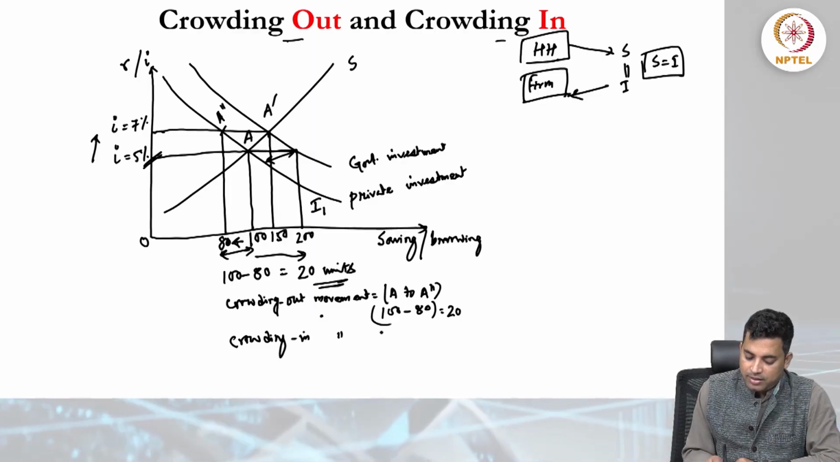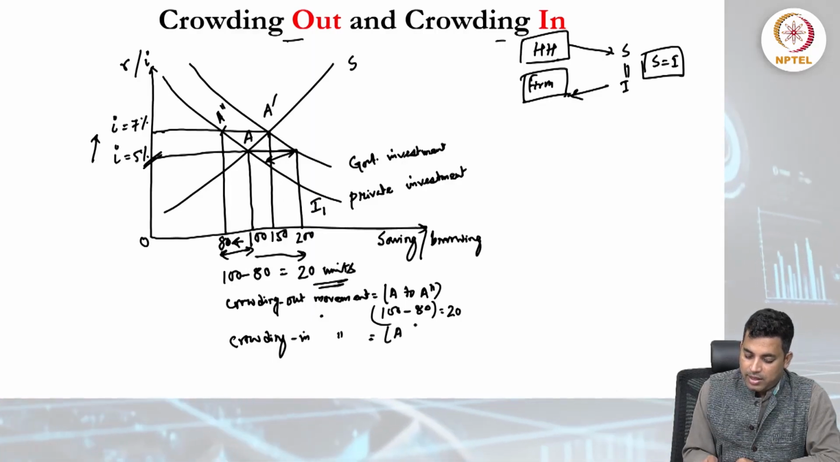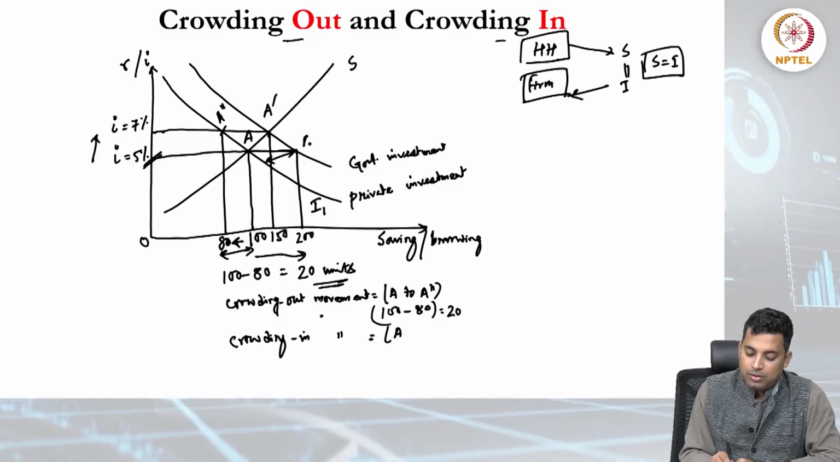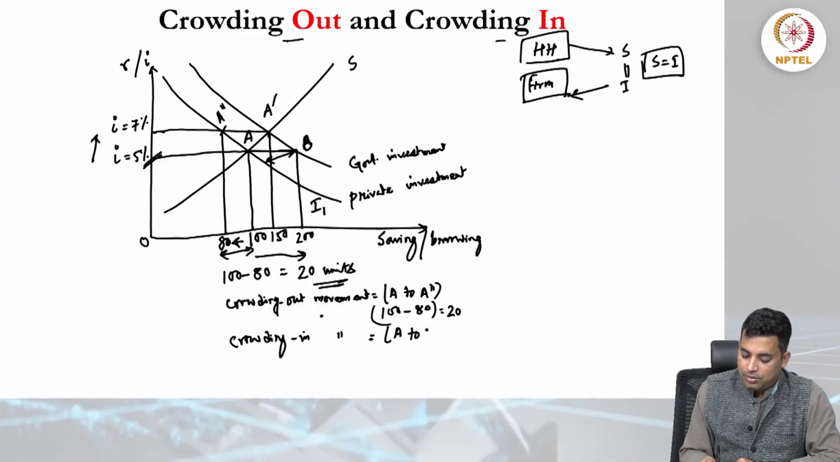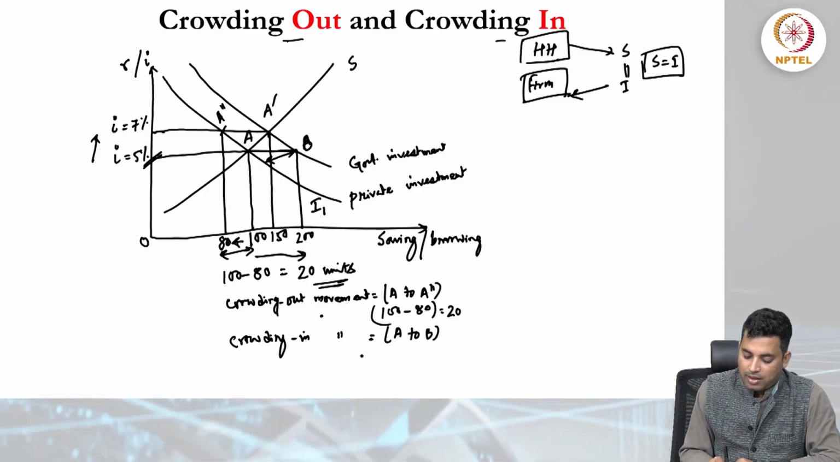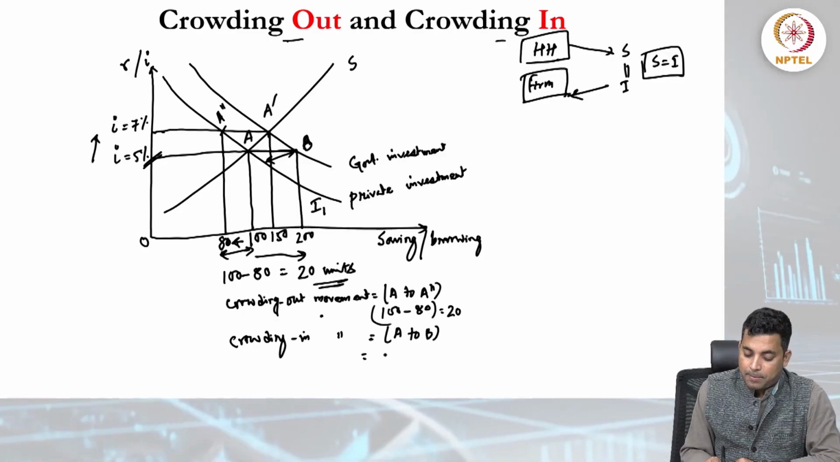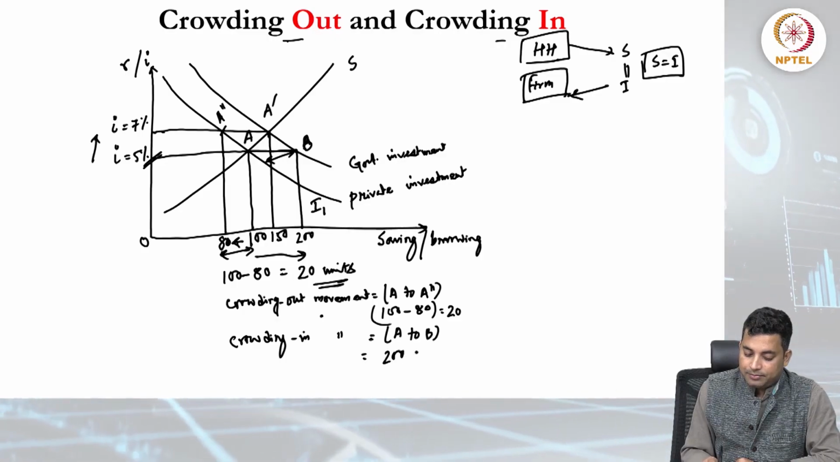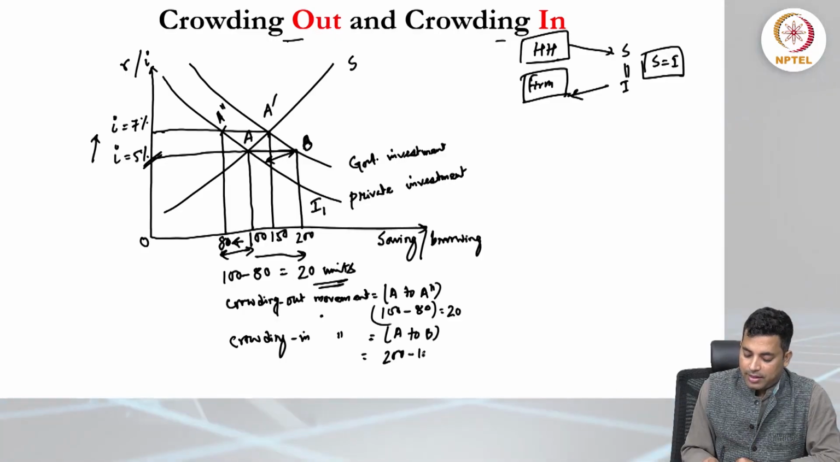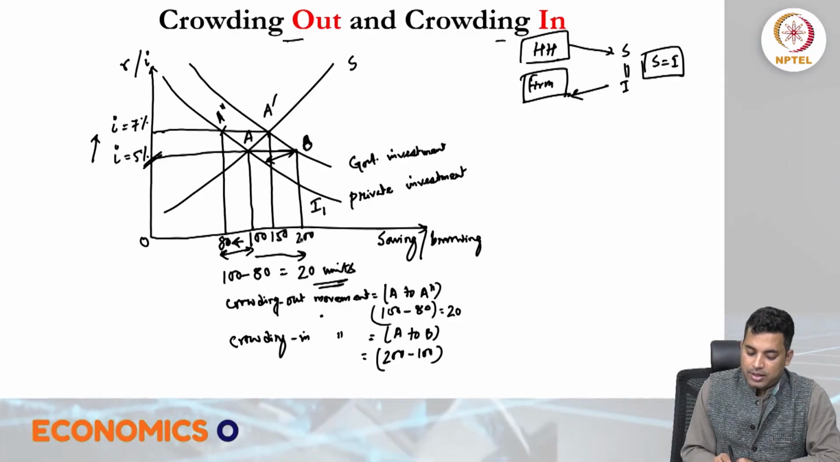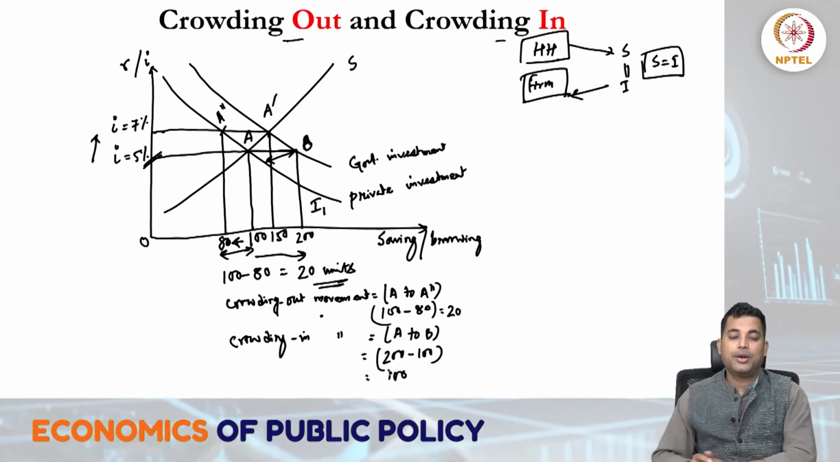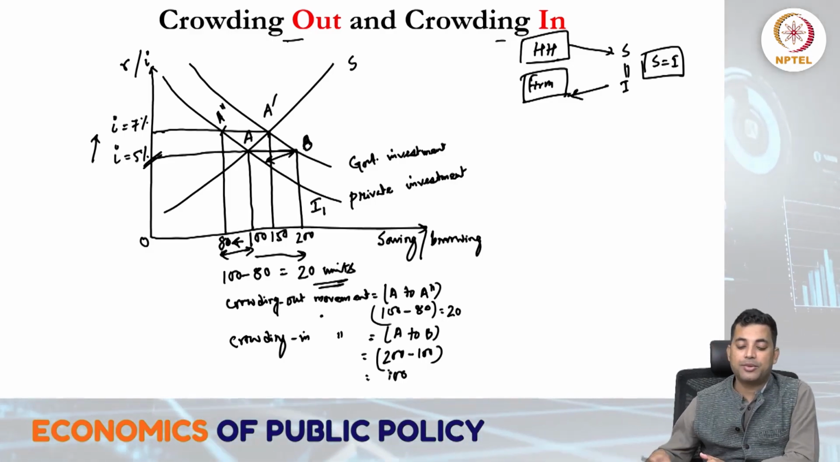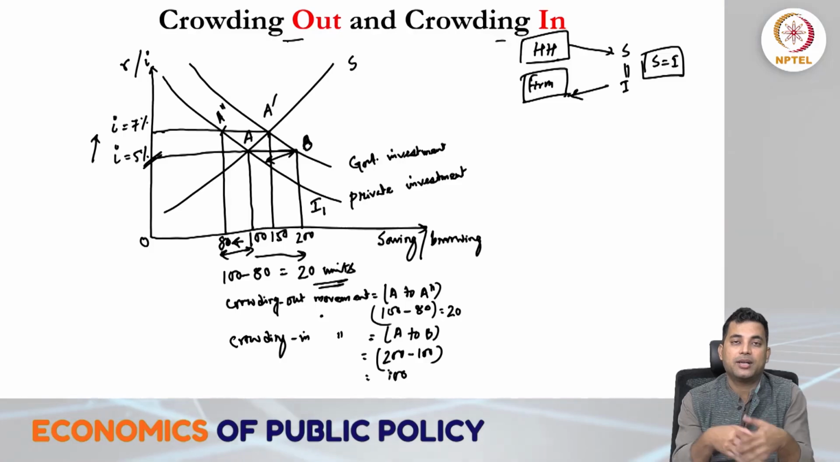in movement is basically A to B, and the output is basically 200 minus 100, which is basically 100 that we are talking about. So this part also discusses crowding out and crowding in.